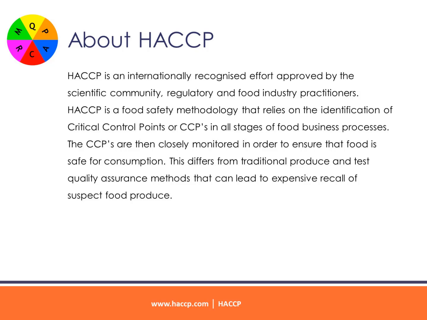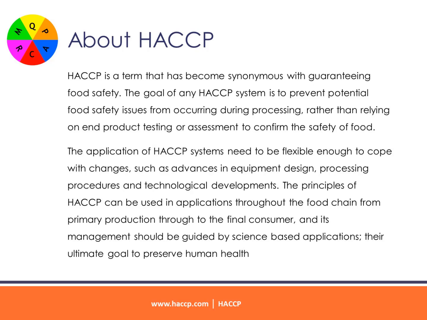This differs from traditional produce and test quality assurance methods that can lead to expensive recall of suspect food product. HACCP is a term that has become synonymous with guaranteeing food safety. The goal of any HACCP system is to prevent potential food safety issues from occurring during processing, rather than relying on end product testing or assessment to confirm the safety of food.